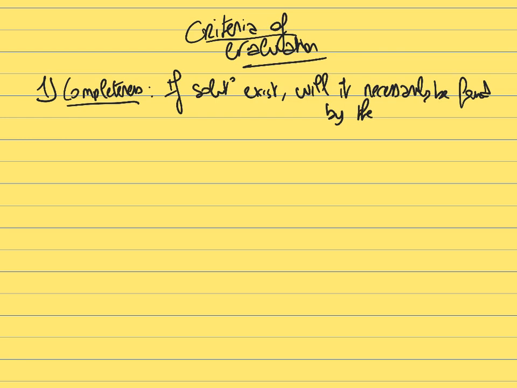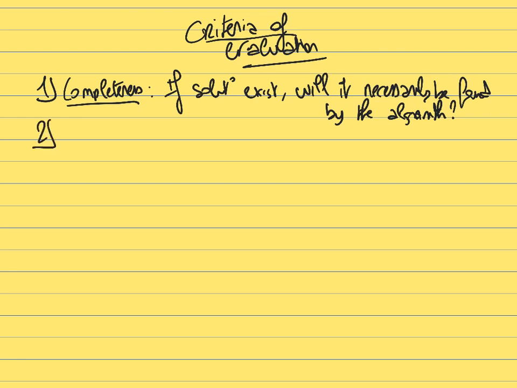This is not guaranteed. Certain algorithms will necessarily find the solution if it exists, but they can be very slow in return. But some algorithms will be very fast, but it's possible they will miss the solution. So there's usually a balance here between efficiency and completeness.